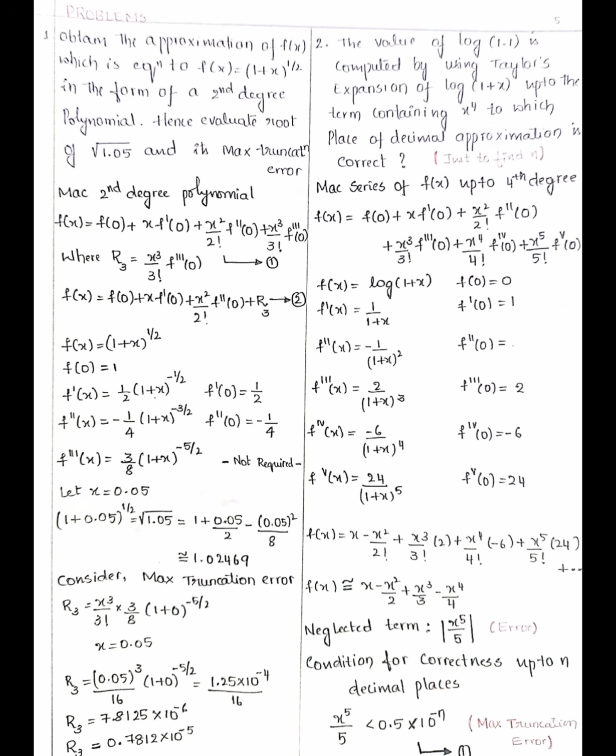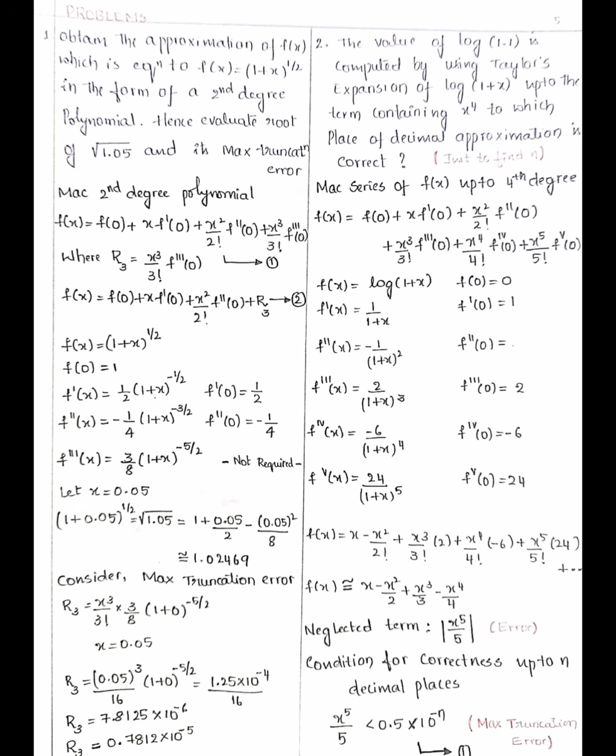The second problem says like this: the value of log 1.1 is computed by using Taylor's expansion of log of 1 plus x. What will be x? X is equal to 0.1, up to the term containing x to the power 4, meaning up to fourth degree. To which place of decimal is the approximation correct? Meaning we are finding n.